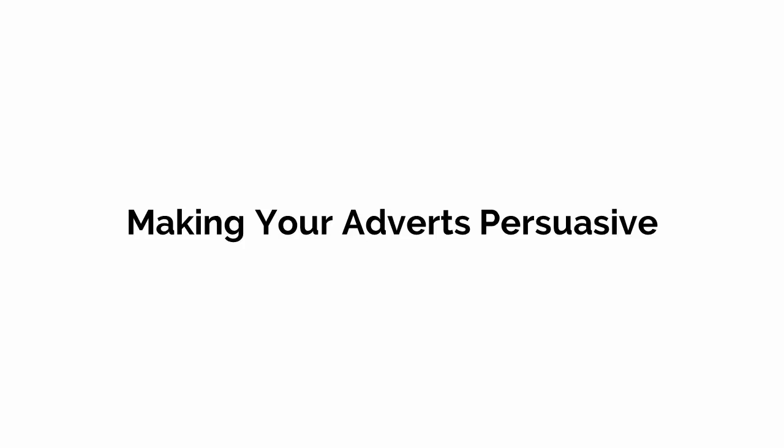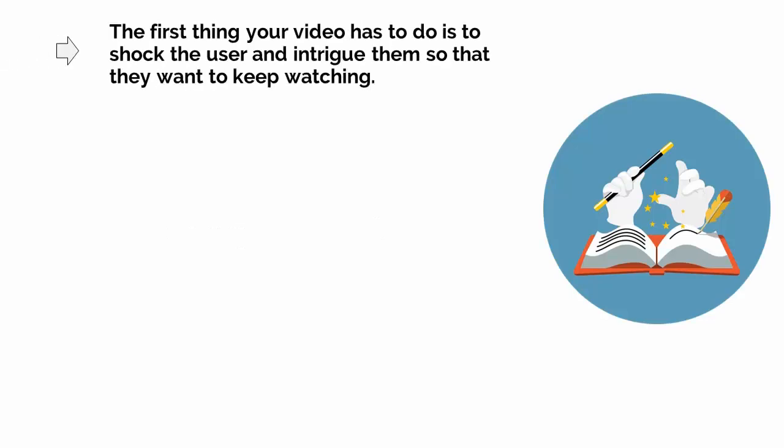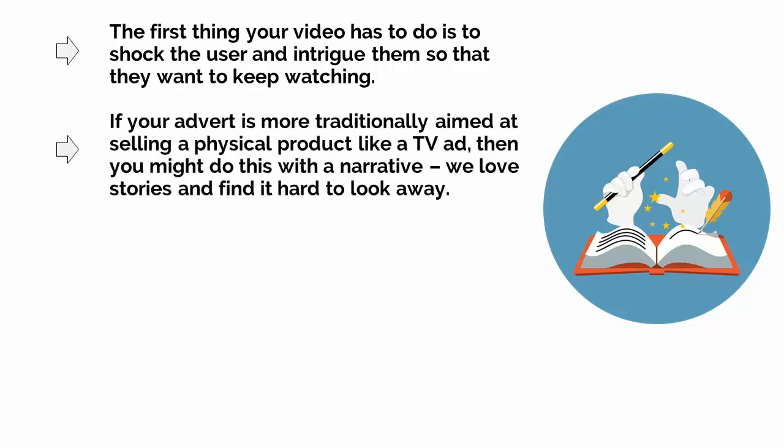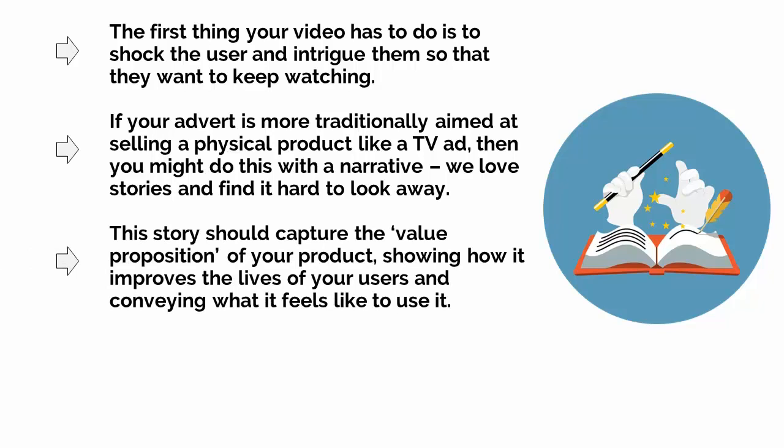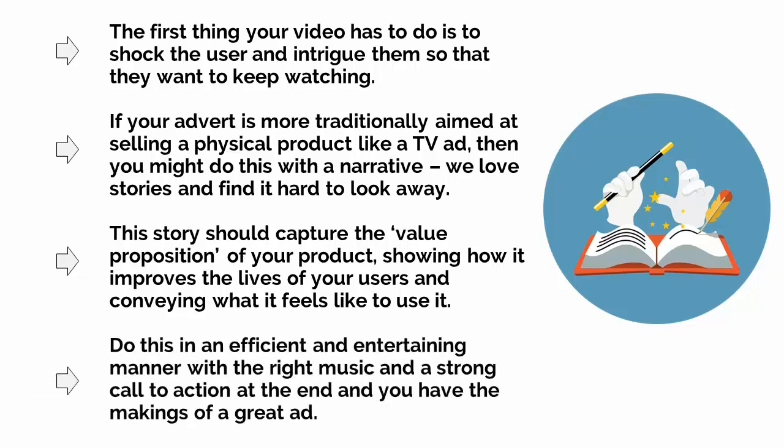There are several things that you can do to accomplish this, but most important is the script and storyboard. The first thing your video has to do is to shock the user and intrigue them so that they want to keep watching. If your advert is more traditionally aimed at selling a physical product, like a TV ad, then you might do this with a narrative. We love stories and find it hard to look away. This story should capture the value proposition of your product, showing how it improves the lives of your users and conveying what it feels like to use it. Do this in an efficient and entertaining manner with the right music and a strong call to action at the end, and you have the makings of a great ad.